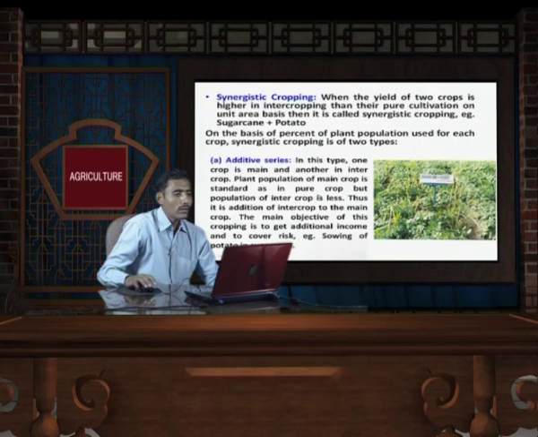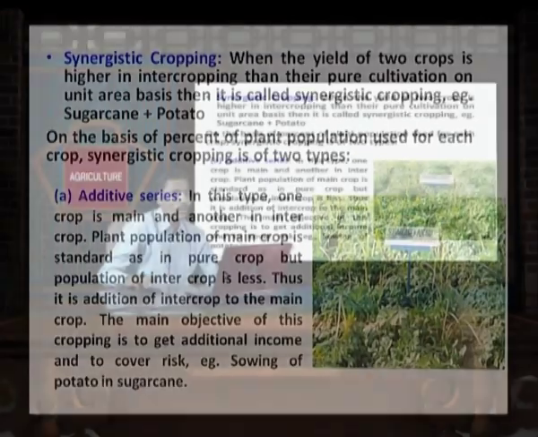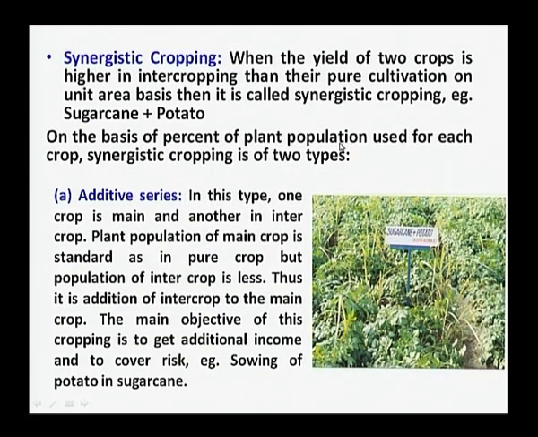Another intercropping is synergistic cropping. When the yield of two crops is higher than their pure cultivation on a unit area basis, then it is called synergistic cropping. On the basis of percentage of plant population, synergistic cropping is divided into two types.